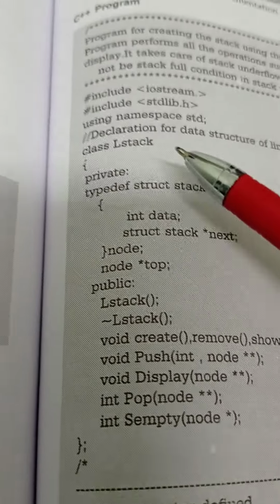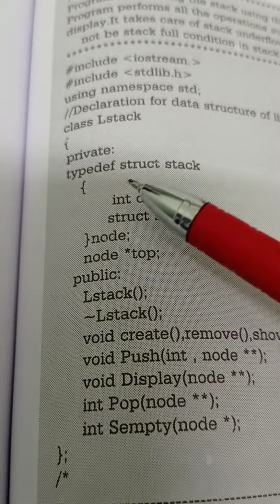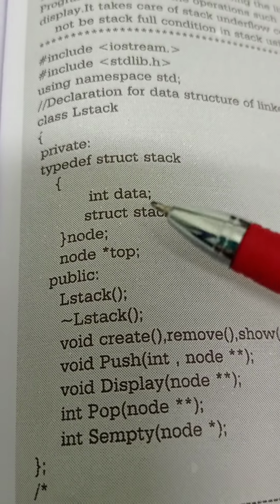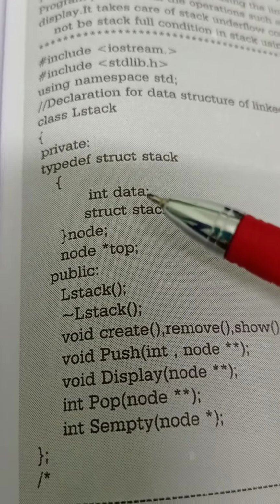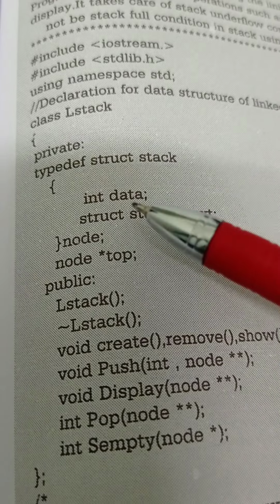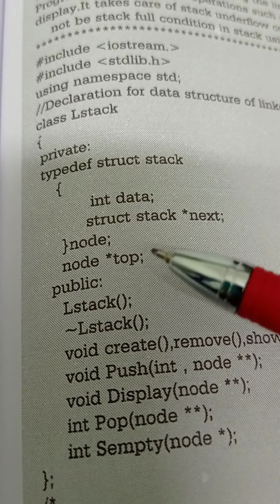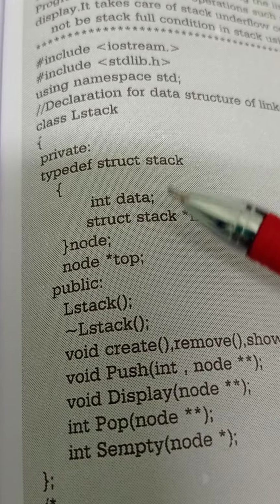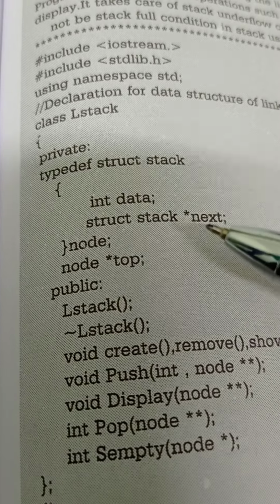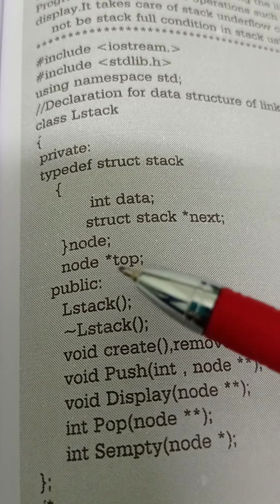Then we know that the class has private members and public members. The private members are: typedef struct stack, with int data and struct stack *next. Since the linked list has two fields, a data field and a next field, we represent this using the concept of structure, to represent the node of the stack. Then the node pointer is nothing but the top of the stack.